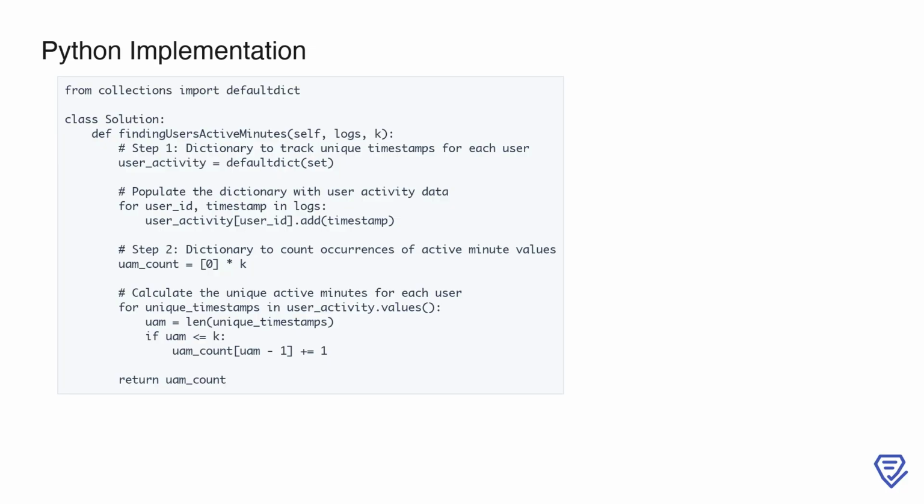We then update a list UM_count of size k, where the index represents the UAM value, adjusted by -1, and the value at that index represents how many users had that specific UAM. Finally, the UM_count list is returned, representing the count of users for each UAM value from 1 to k. This implementation is efficient and handles edge cases, such as duplicate entries and users with no activity, by leveraging sets to ensure uniqueness and by directly mapping UAM values to indices in the result list.